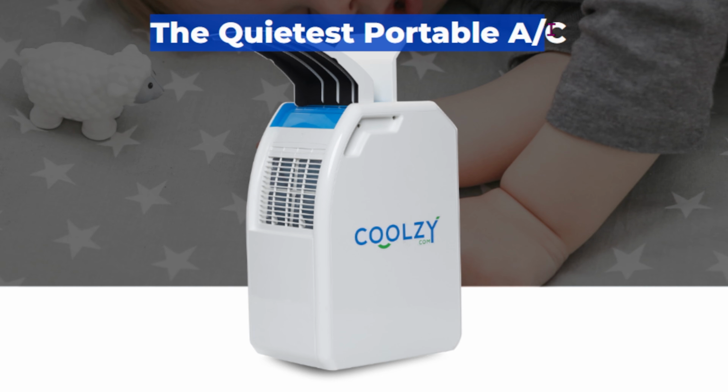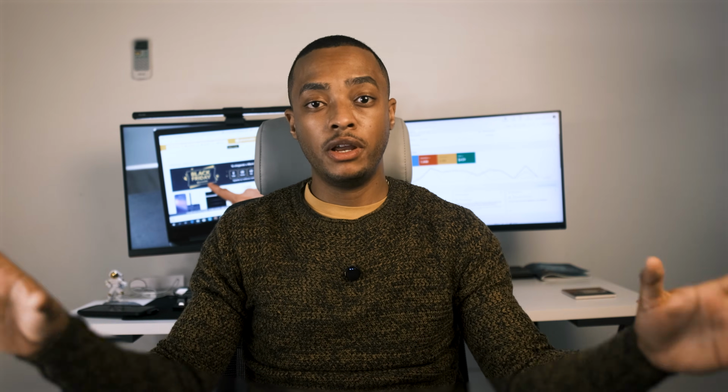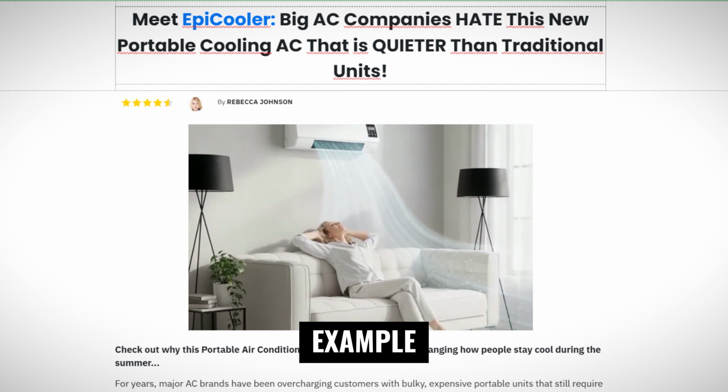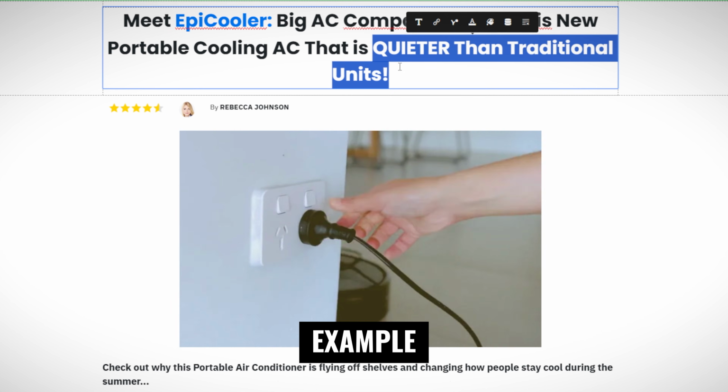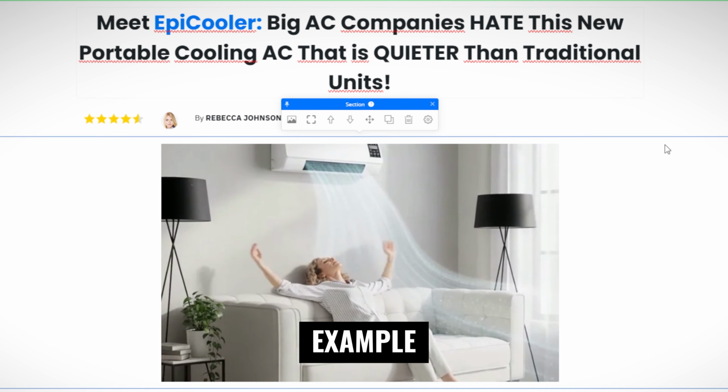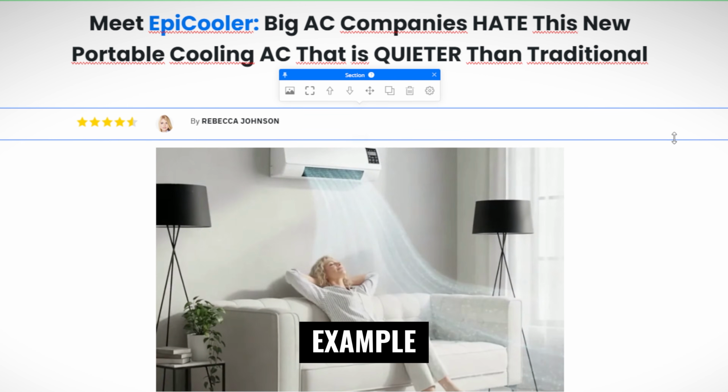Getting back to our example of a quiet portable air conditioner, I would write a headline that includes the words quiet, portable, and AC in it. If possible, I would make it a little bit more sensational to push the visitor to go through the entire page. And this takes me to the second point of making the page look like an article, which is a short way of saying that I want to have a lot of content on that landing page.